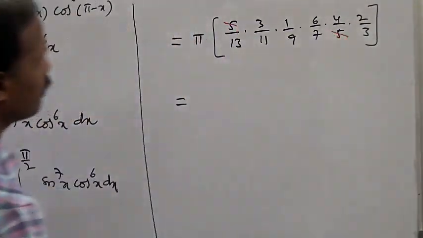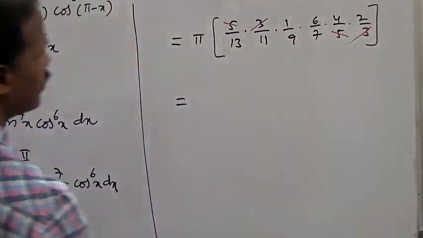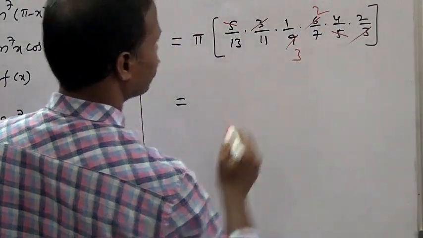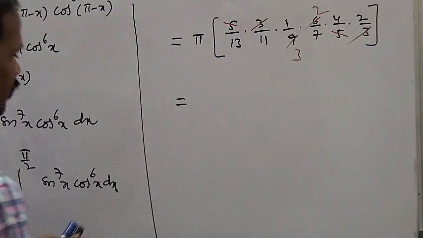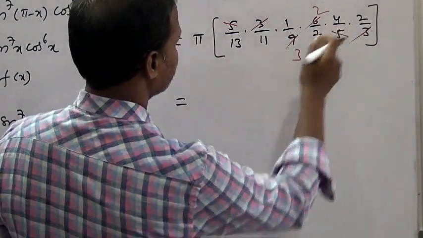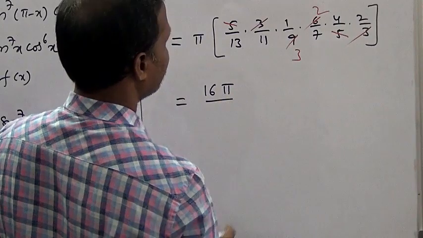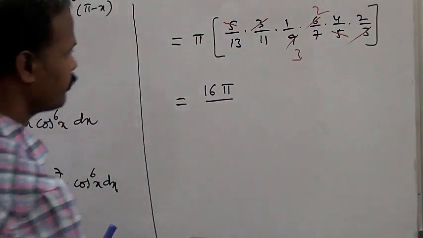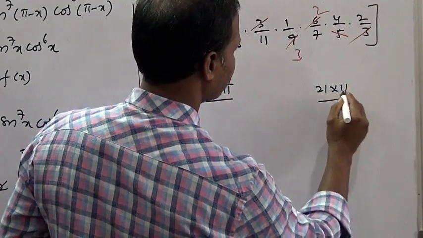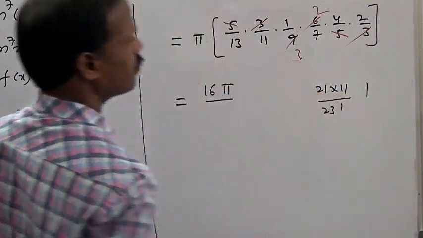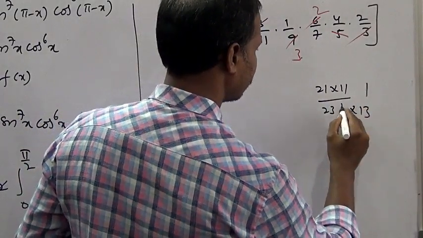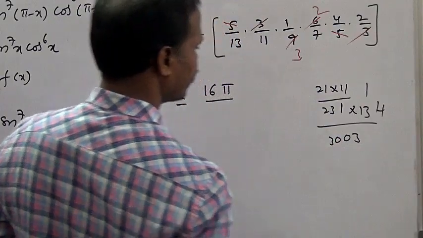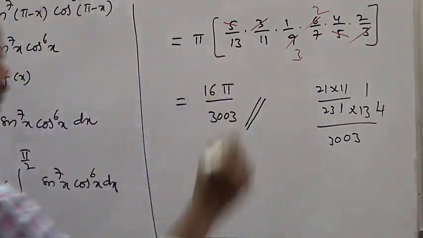5 will be cancelled and 3 also cancels. Now we get 16 pi by the denominator: 7 3s are 21, 21 into 11, into 13. So 3003. That's all.